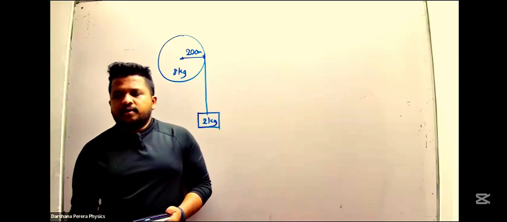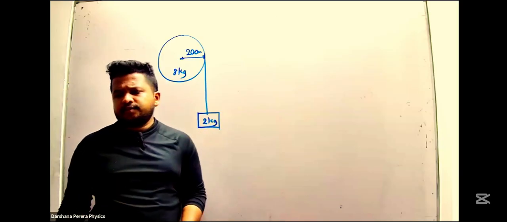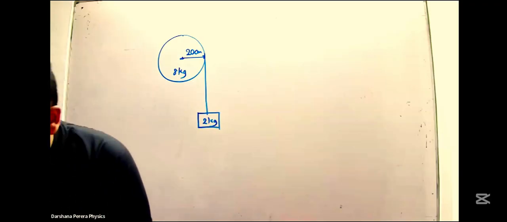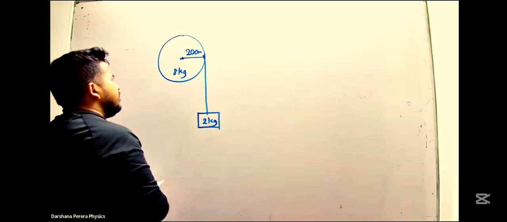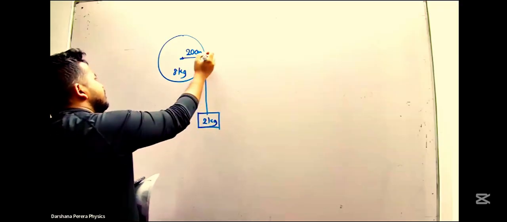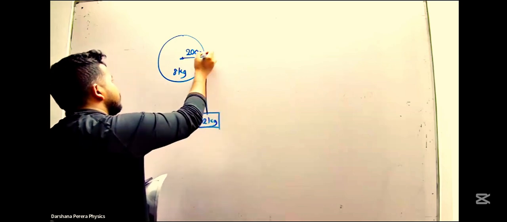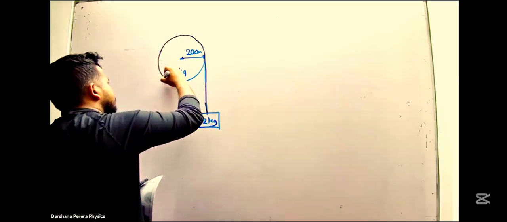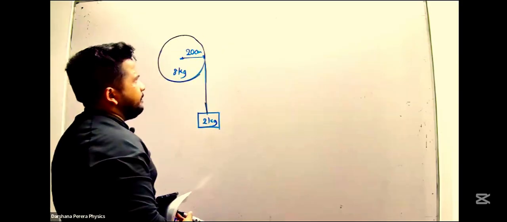Okay, it's like this one. Draw this one first. I think it's clear. Yeah, 2 kilogram is attached to the cylinder. It's connected to the cylinder using the string. This is the string. The string passes through the whole cylinder.